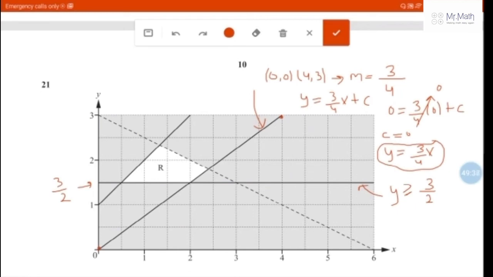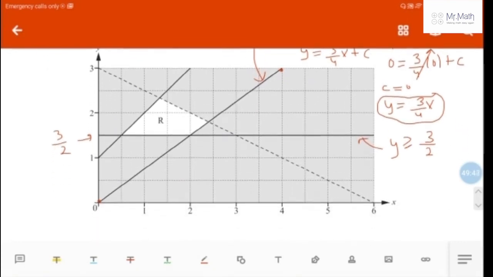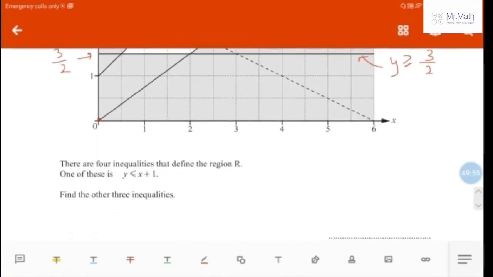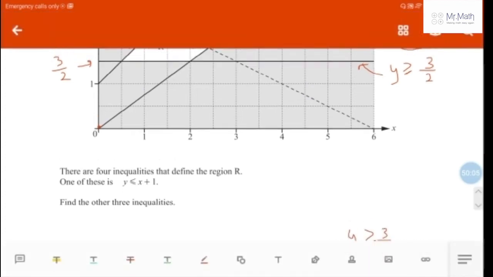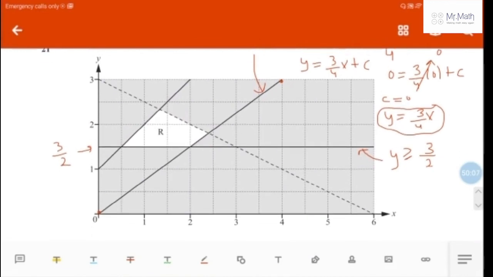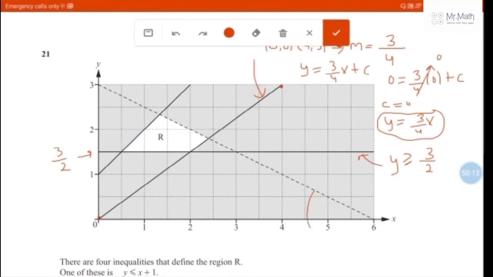So the second inequality is y is greater than or equal to 3 over 4x. So the first one is y is greater than or equal to 3 over 2. The second one is y is greater than or equal to 3 over 4x. Now I'm left with the third one. So let's try and find the equation of this line.